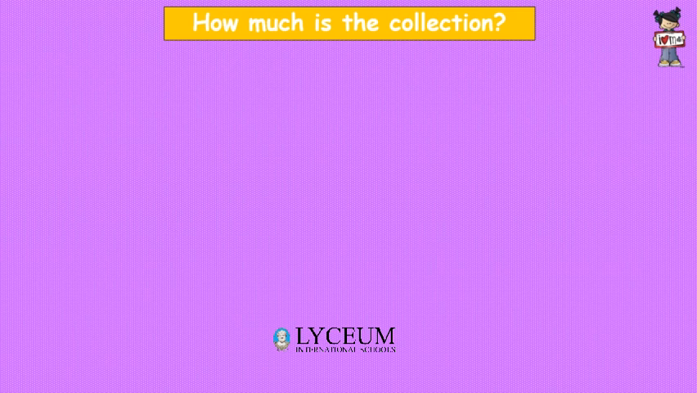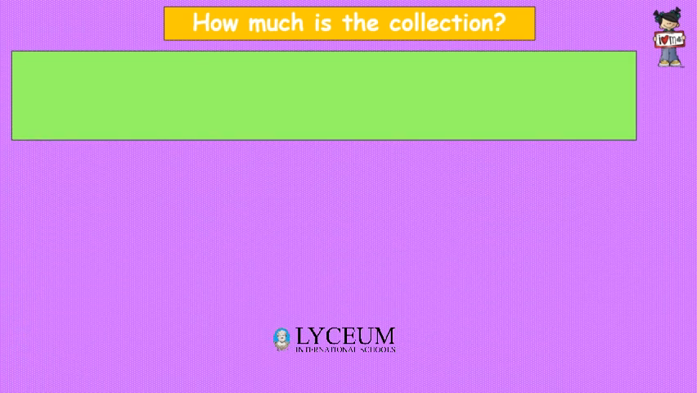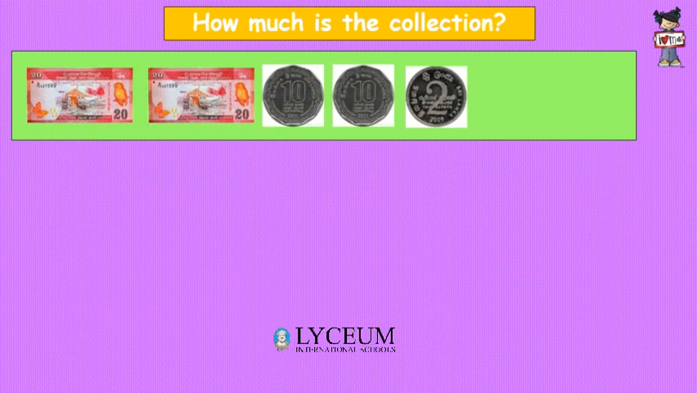Okay, children. Now, we are going to do a little bit more counting of notes and coins. Okay? I know you are good at it now. Shall we start? Right. How much is the collection? So, I am going to show you a mix of coins and notes and we are going to start adding it and check the total. Okay? There you go. Okay? So, we have 2 20 rupee notes, 2 10 rupee coins and 2 2 rupee coins.